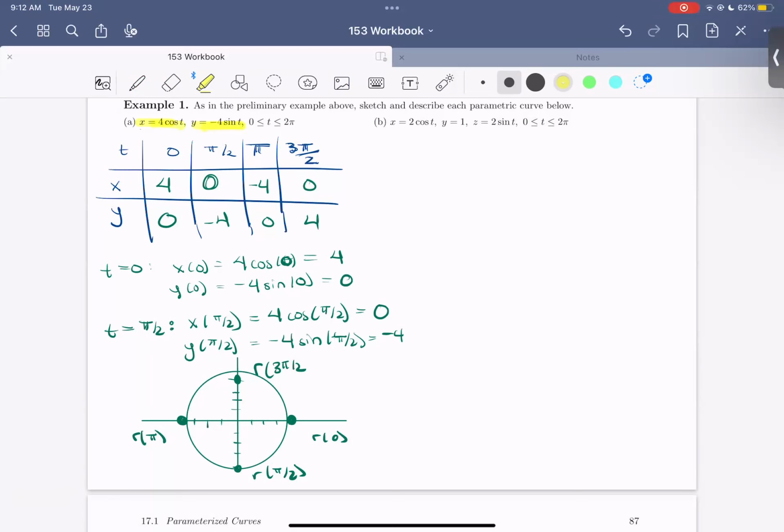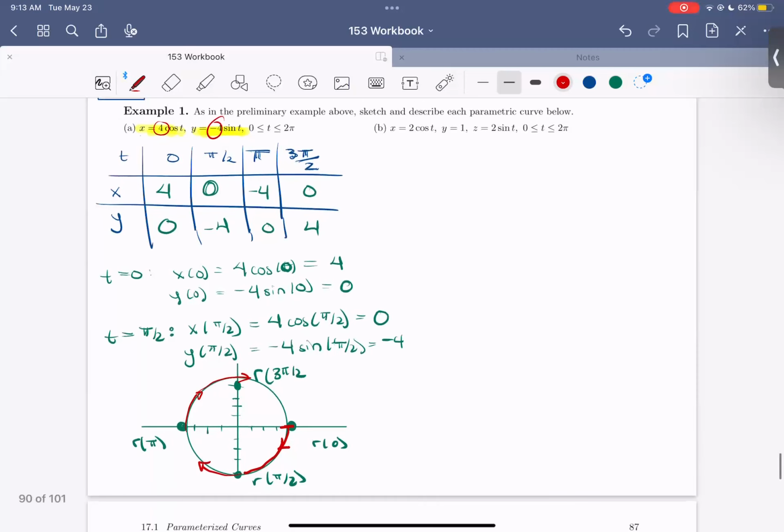We can also see, just looking at the coordinates, that x and y are determined by cosine and sine. You might recall that when we draw a unit circle, the points on the unit circle are cosine and sine, so it has very much this feel. The negative here just means that we're tracing out the circle in a clockwise direction. And the factor of 4 just scales our unit circle to be a circle with radius 4. Awesome, great work. In the next video, we'll pick up on part B of this example.